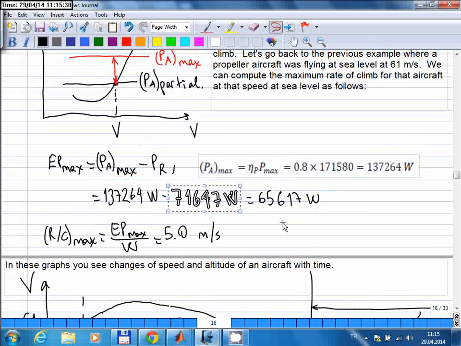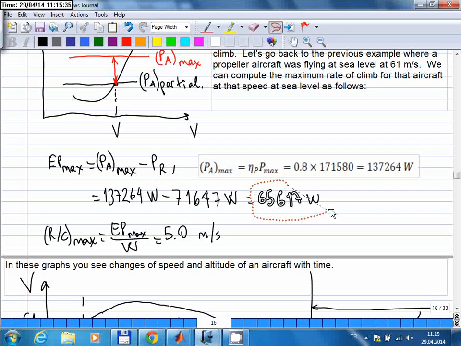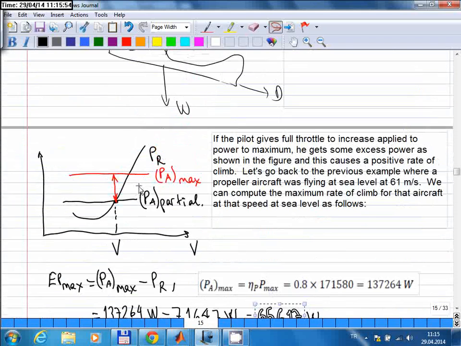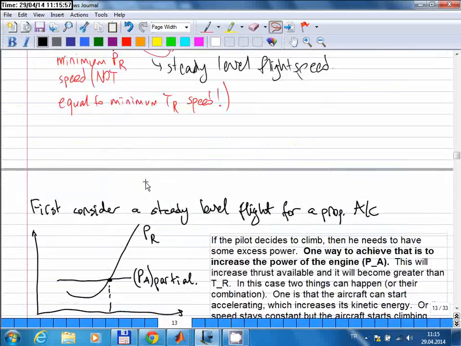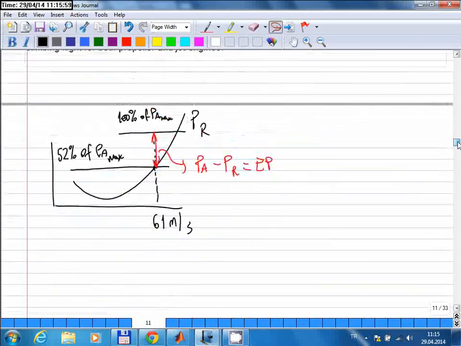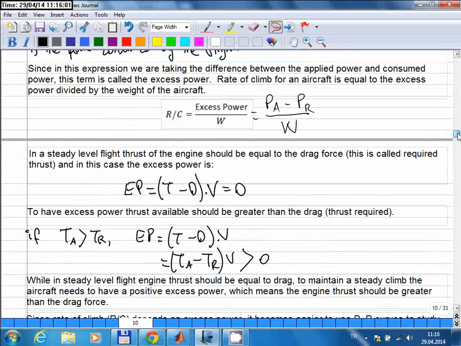So this much power can be transmitted to flight at full throttle, and at 52% the power was this much. So as soon as the pilot gives full power, then this much excess power is obtained, and if this power turns into climb, the rate of climb is obtained by dividing the excess power by the weight of the aircraft, right? Okay, so that's coming from this relation here.